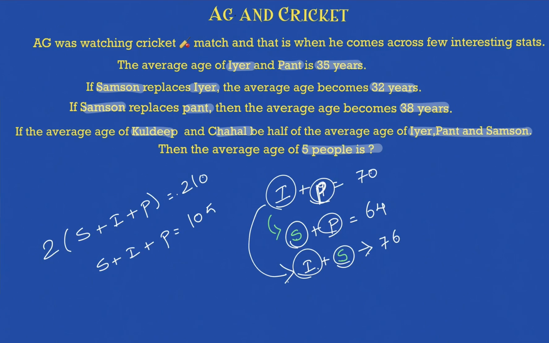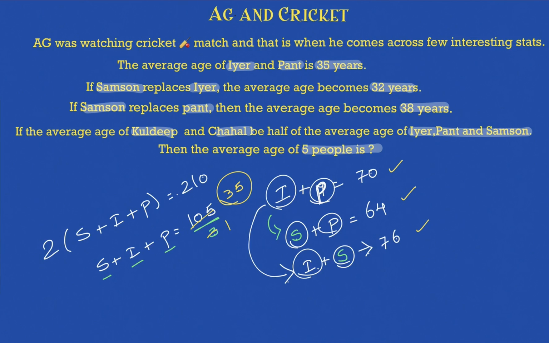What is the meaning of this? The sum of the ages of Samson, Iyer and Pant is 105. If I ask you what their average is, there are 3 people whose sum is 105, divided by 3. 3 ones are 3, 3 threes are 9, 3 fives are 15, correct? The average of these 3 ages is nothing but 35. Now who is older, who is younger, I don't know currently. I can get it from here if I compare, but that is not what our question is.